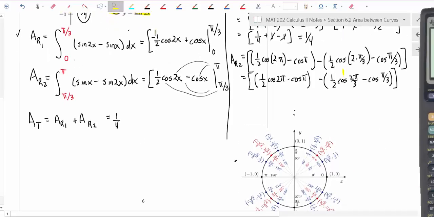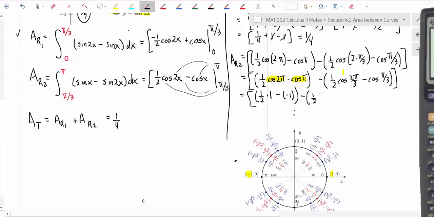Okay, so what I have on this is the cosine of 2 pi is going to be 1. So I'm going to write this next step as 1/2 times 1 minus the cosine of pi. The cosine of pi is negative 1. Then move over to the next part.